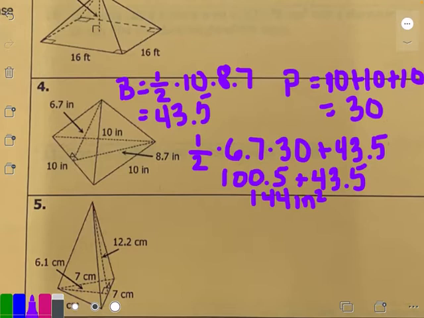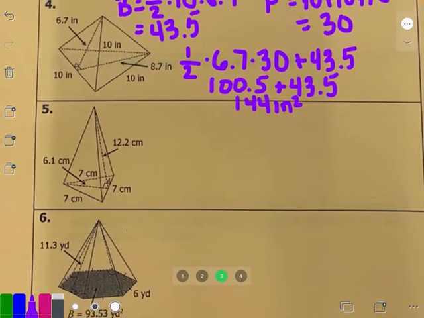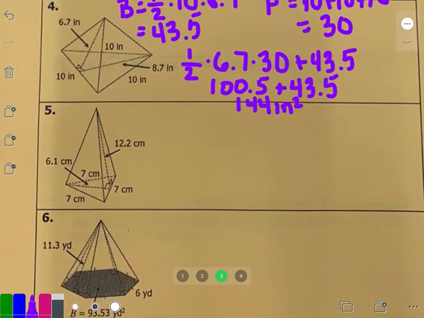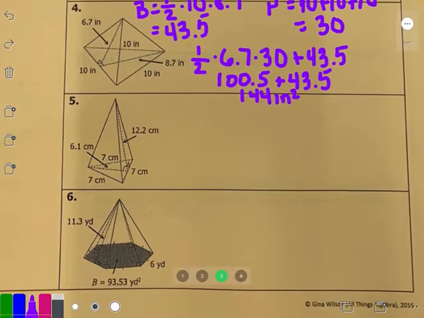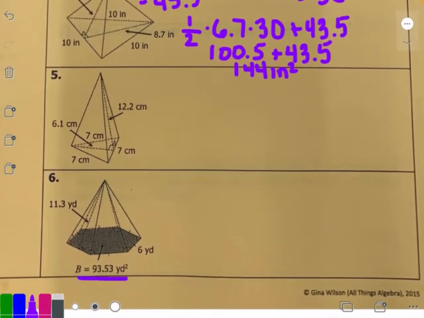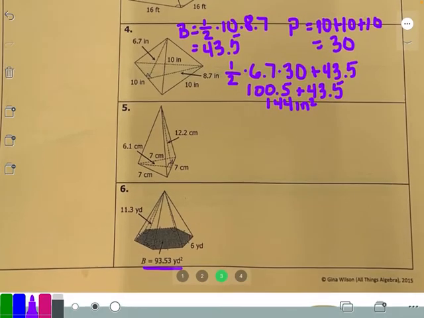Okay, number 5 is a prettier picture of what we just did, I feel. So don't forget to find the area of this bottom triangle, because that's the base of your pyramid. Find the perimeter of that same triangle, and then your slant height. I know it doesn't look it, but your slant height is 12.2. It's just a pretty straight pyramid. In number 6, they already give you the base area. So you just have to find the perimeter of that base, and you already have your slant height. So go ahead and give those formulas a try.